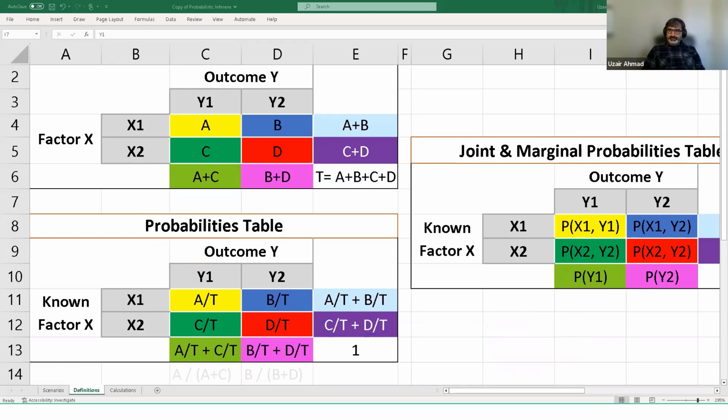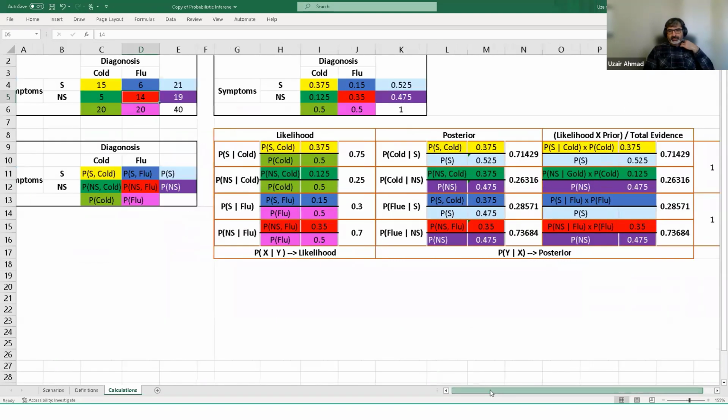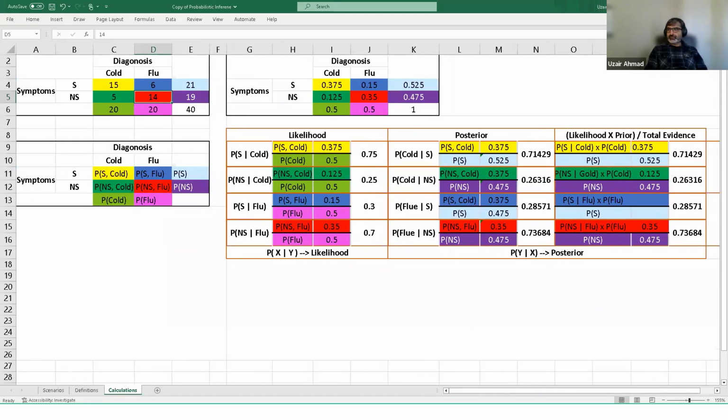Now let's apply them to a problem. The problem is we have observations about 40 patients. We observed one symptom, sneezing, not sneezing. And based on that, we want to predict if person has cold or flu. You can see 15 people have cold and they are sneezing. Similarly, 14 people are diagnosed with flu condition and they are not sneezing. We convert them into probabilities like this.